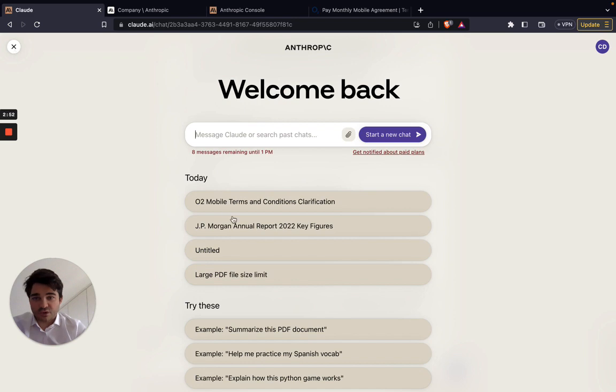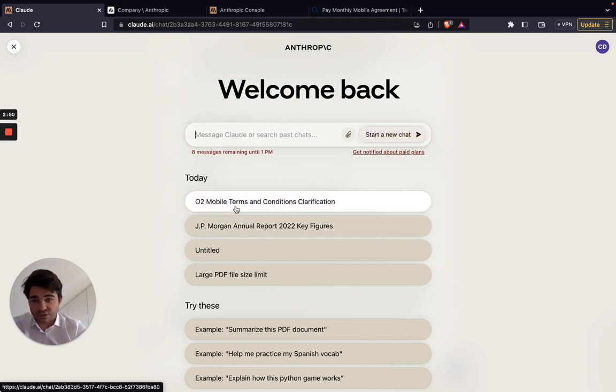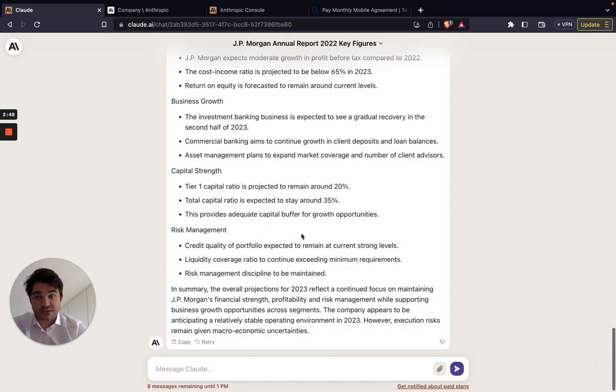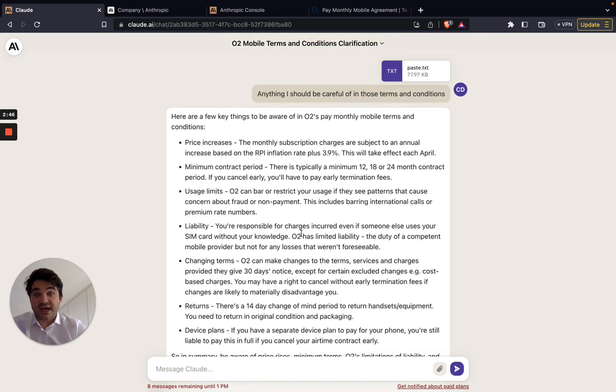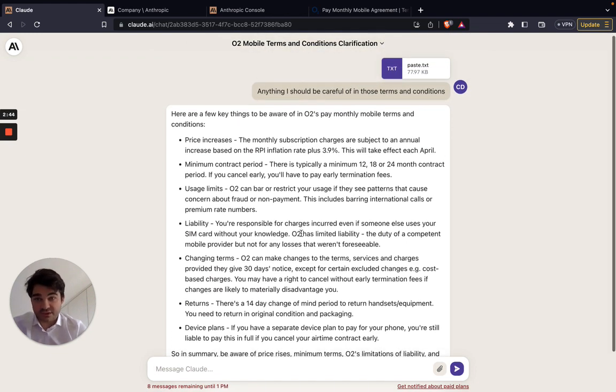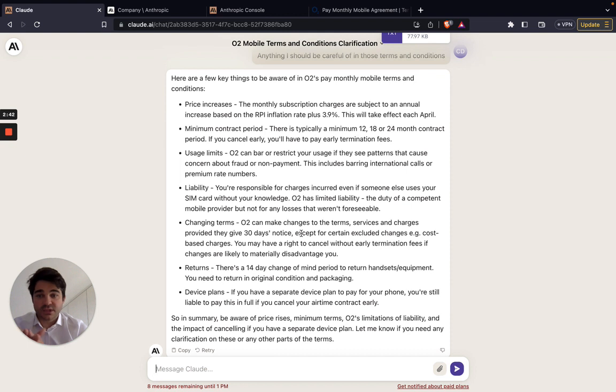Another example of use I've done is I downloaded the O2 mobile terms and conditions, and I just asked what I should be careful about in those terms and conditions. It will come with bullet points. This is amazing when you know that everybody's supposed to read those terms and conditions, but no one does because they're too big. And this can be used in many things.